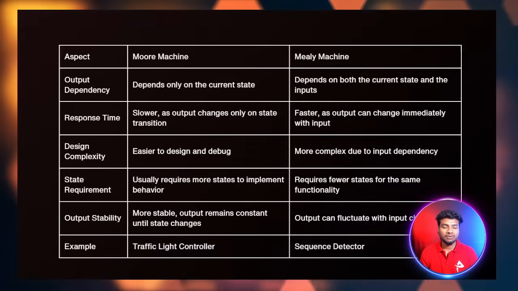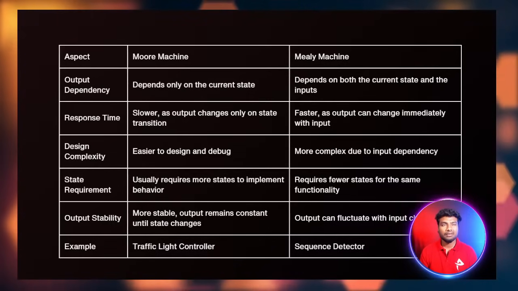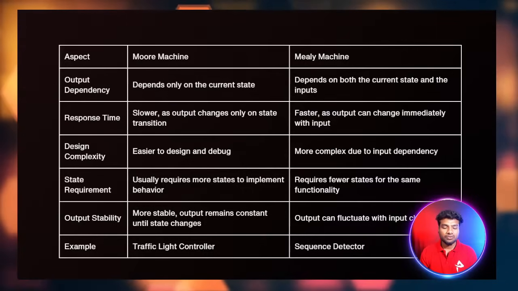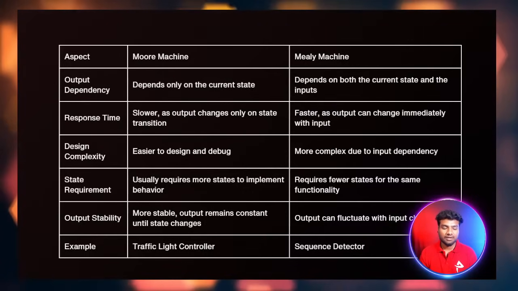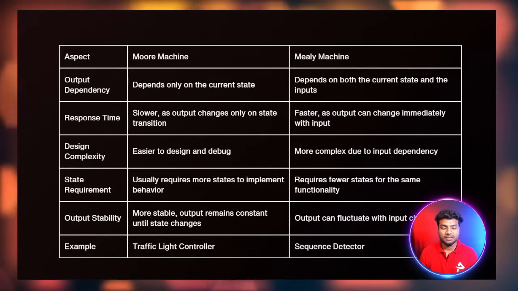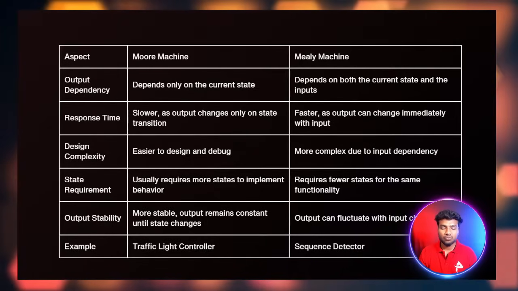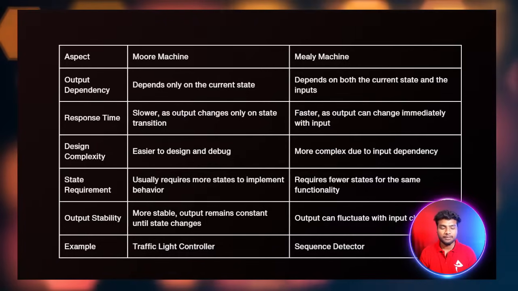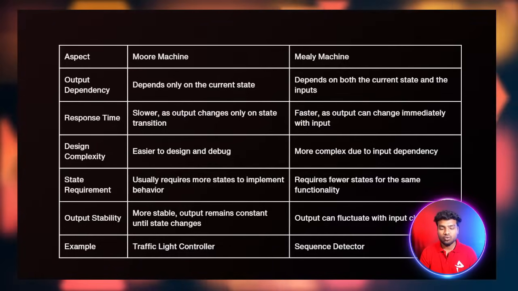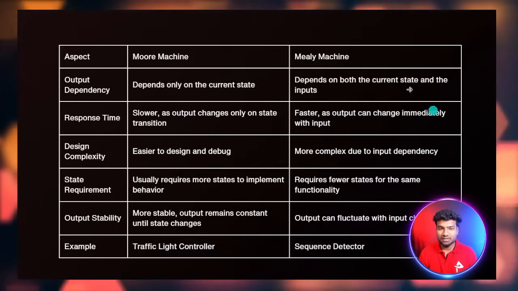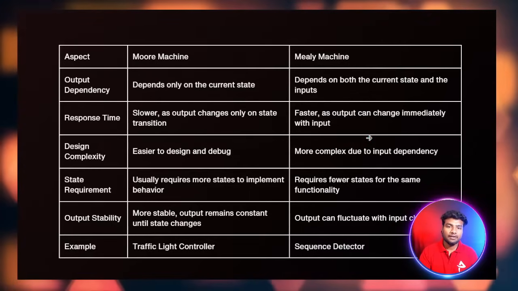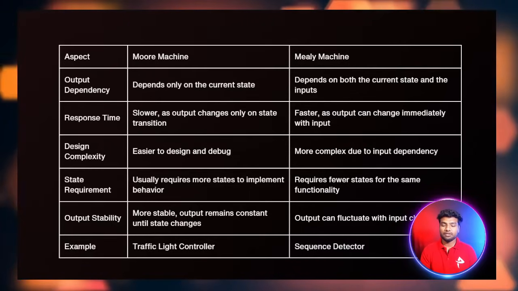And then response time. The Moore machine will perform slower, and the Mealy machine will perform faster. And then design complexity. Moore machines are easier to design and debug, and Mealy machines are more complex due to input dependency. Why it is more complex is that the Mealy machine considers both the current input and the current memory state, the current state.